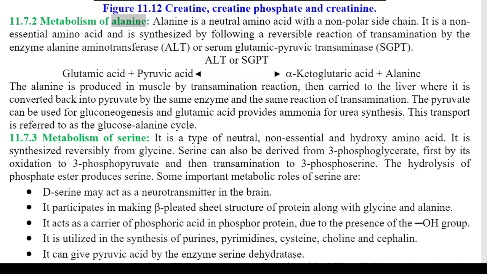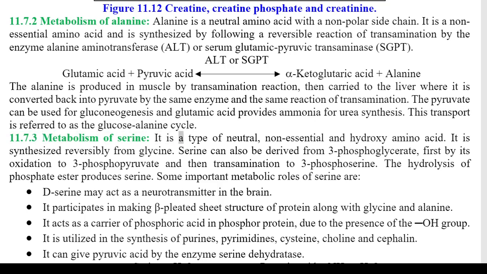11.7.2 Metabolism of alanine. Alanine is a neutral amino acid with a nonpolar side chain. It is a non-essential amino acid and is synthesized by a reversible reaction of transamination by the enzyme alanine aminotransferase, ALT, or serum glutamic pyruvic transaminase, SGPT. Glutamic acid plus pyruvic acid gives ketoglutaric acid plus alanine. The alanine is produced in muscle by transamination reaction, then carried to the liver where it is converted back into pyruvate by the same enzyme and the same reaction of transamination. The pyruvate can be used for gluconeogenesis and glutamic acid provides ammonia for urea synthesis. This transport is referred to as the glucose-alanine cycle.